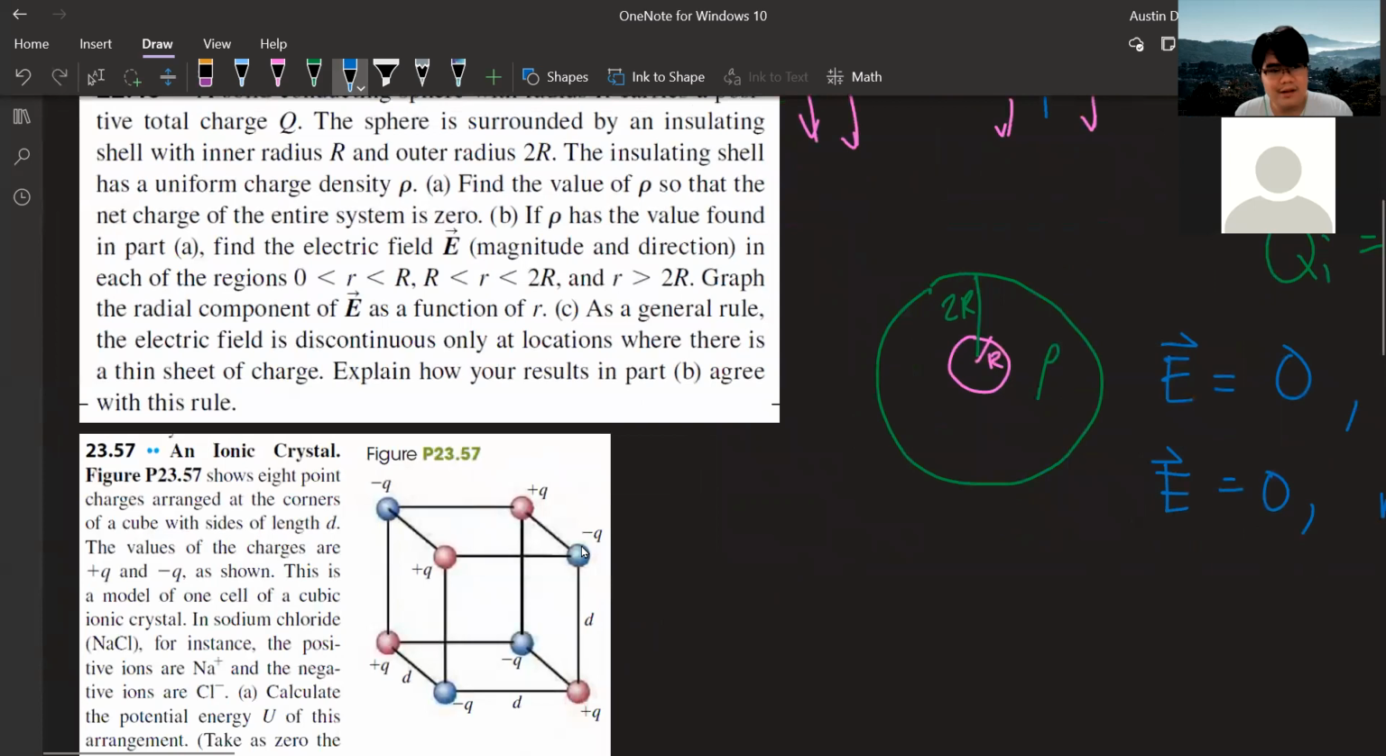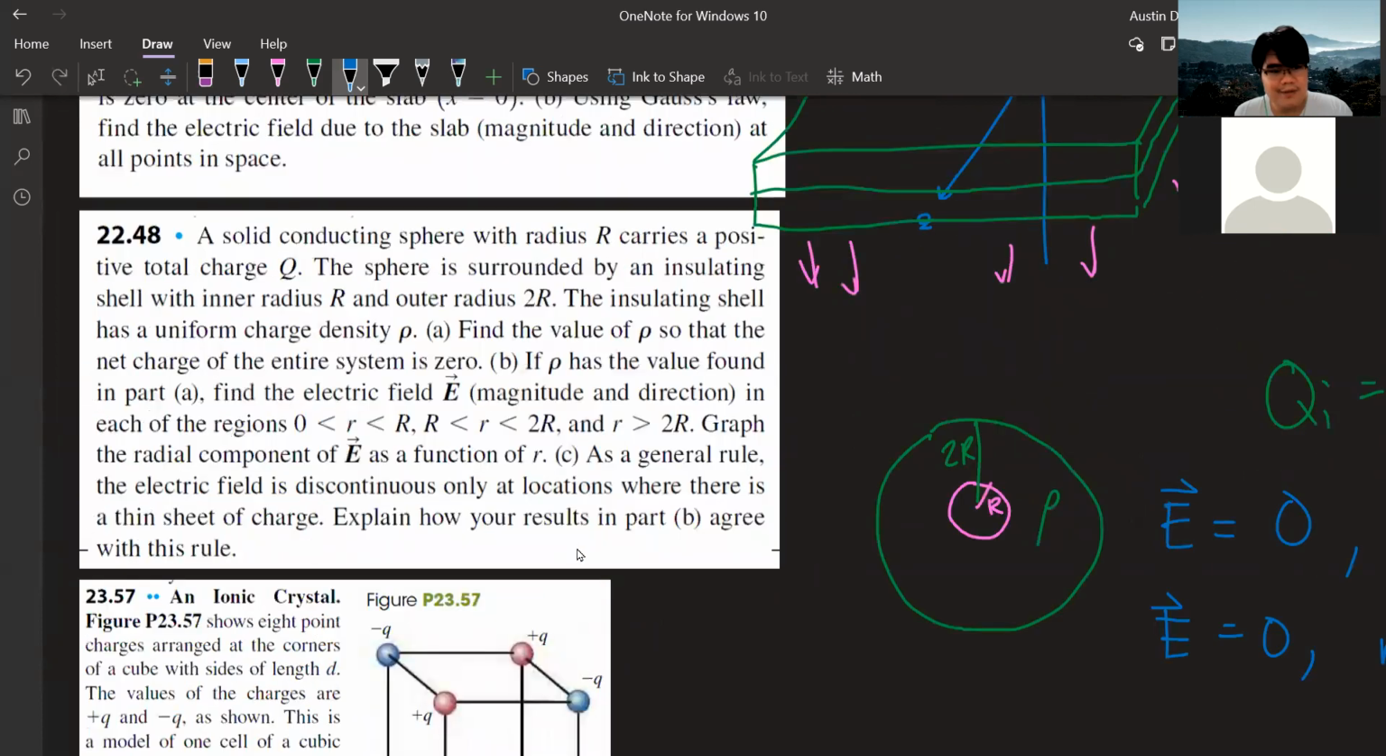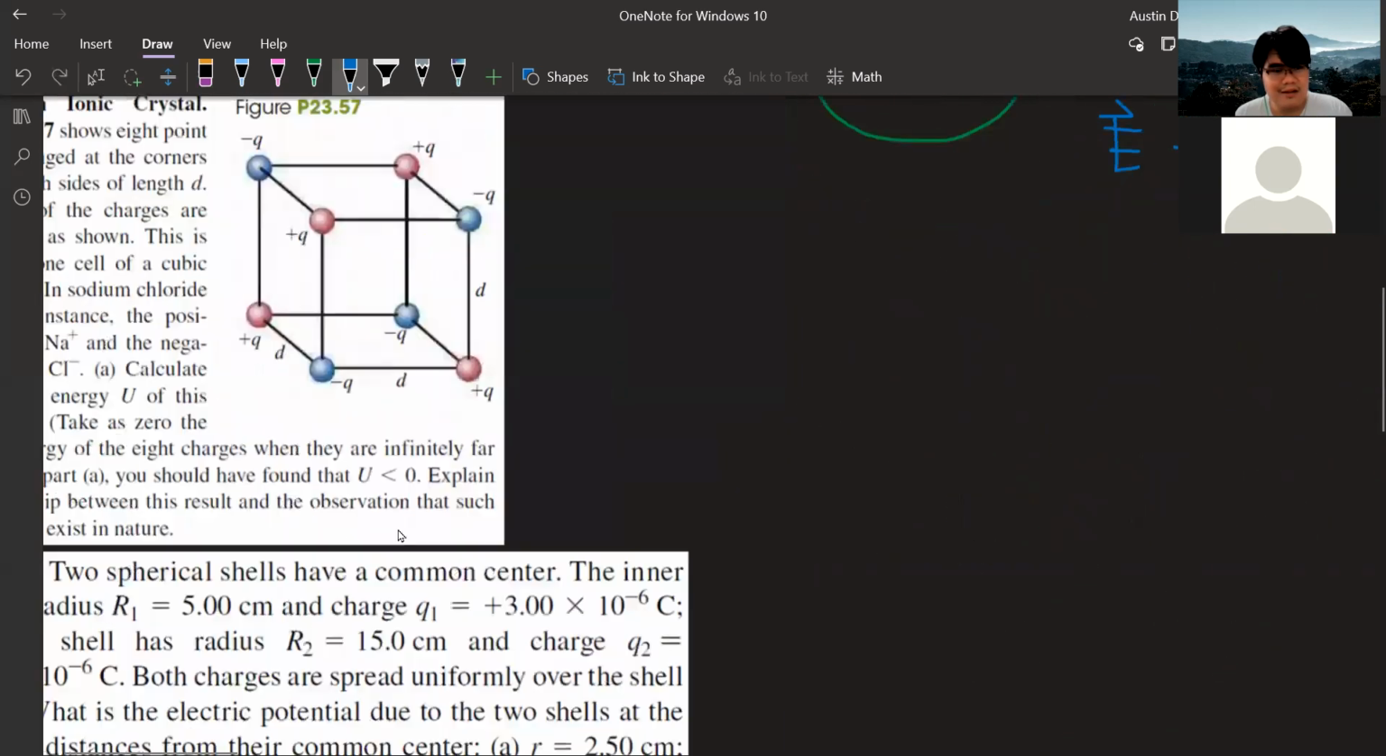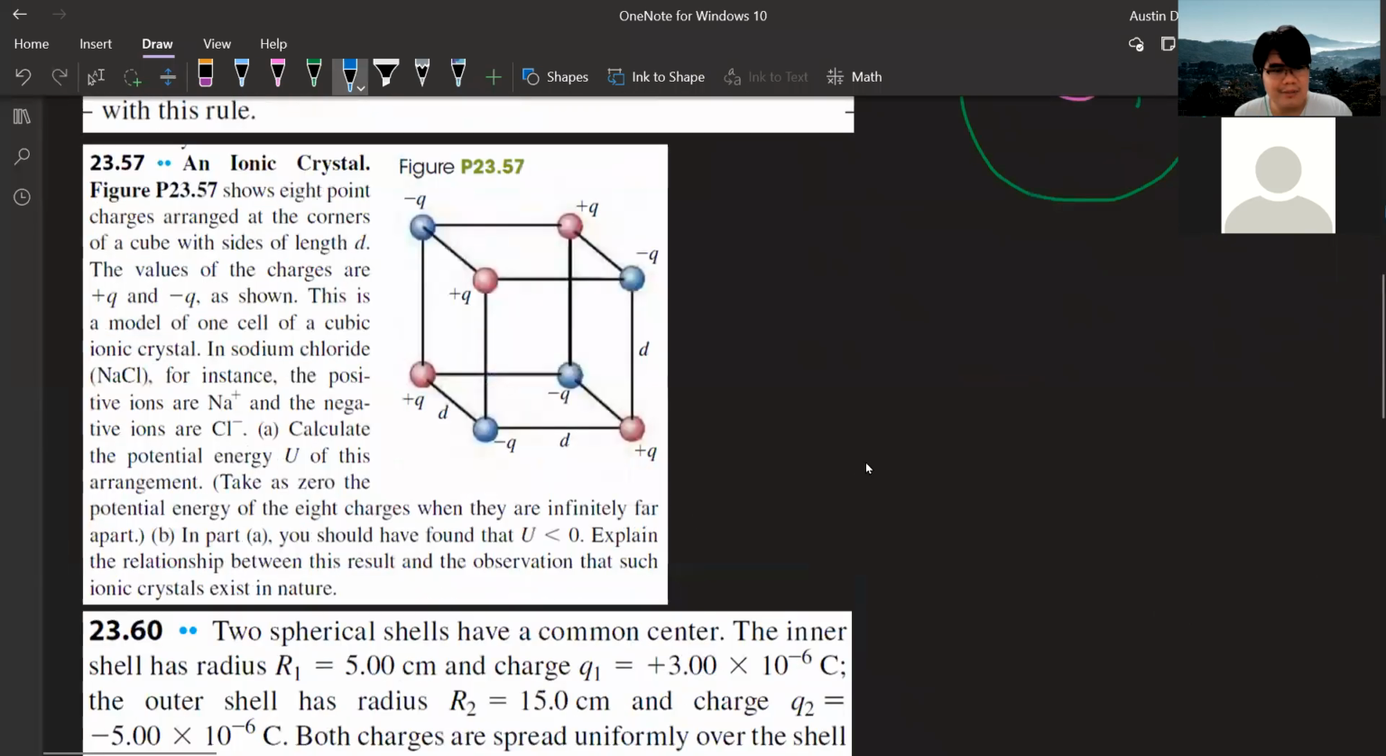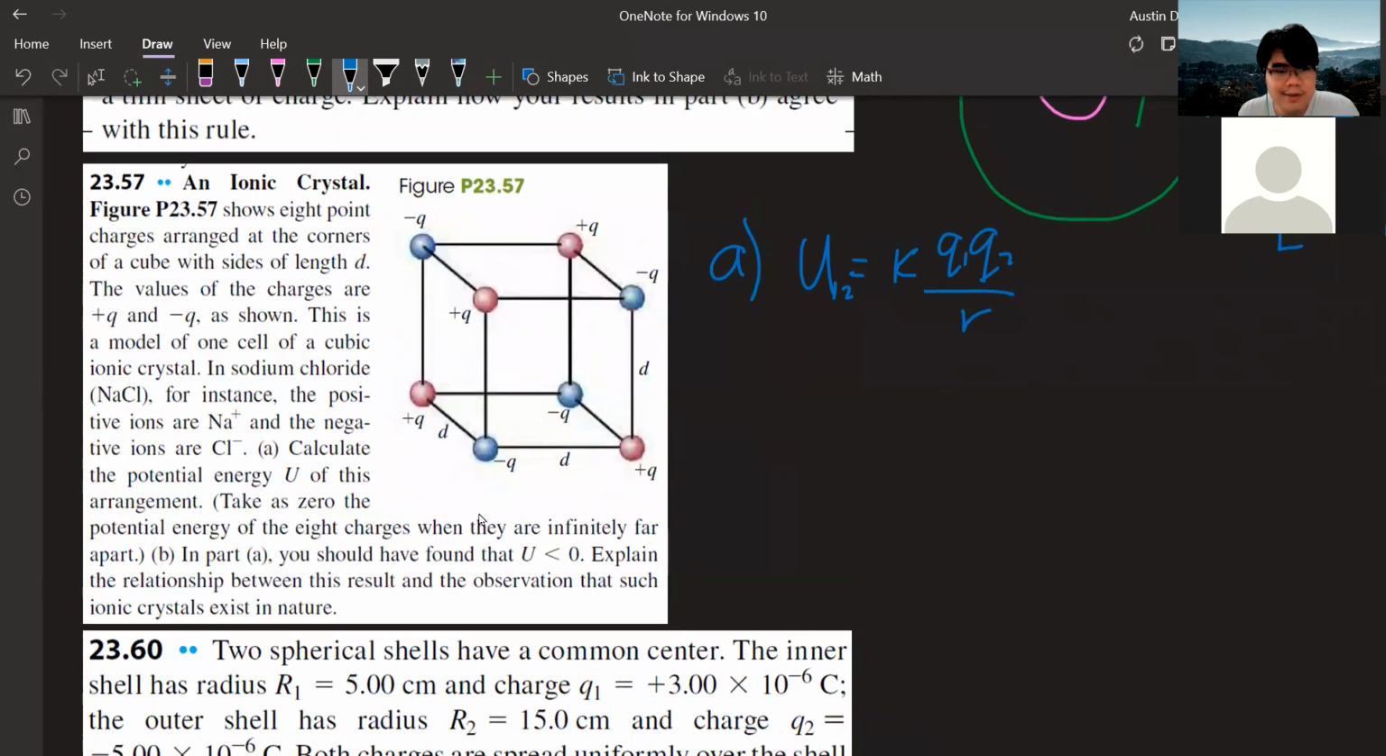Okay, this 23.57 is just a counting problem. Calculate the potential energy U. Again, U is k Q1 Q2 over R, the distance between them. So for this part, kakalkulahin mo lang kung ilan lahat ng interactions ng mga bagay-bagay.